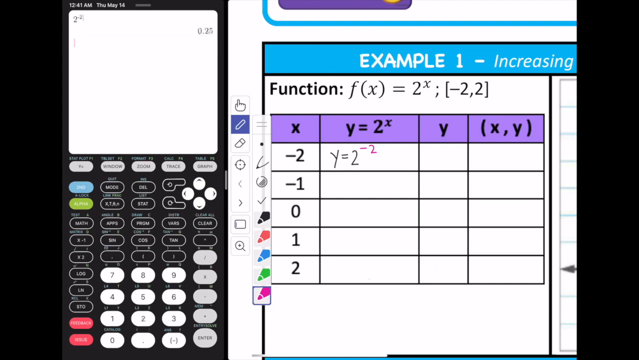And I get 0.25. So I know that this y value is 0.25, and when I write it as a coordinate pair, it's -2, 0.25.